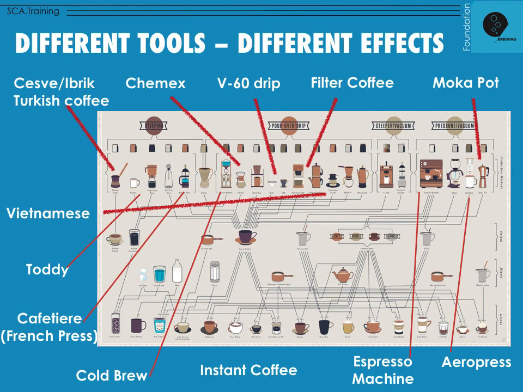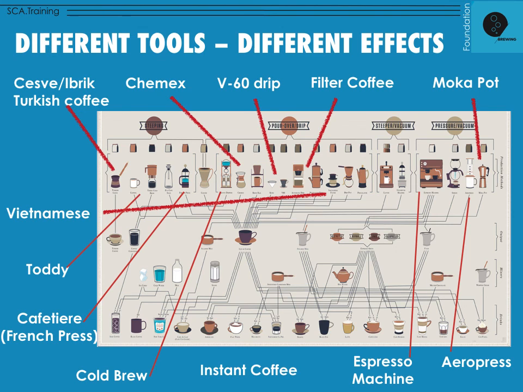This is an immersion with a metal filter pressed through it. Next we have Toddy. Toddy will use a cold drip, slower immersion process, allowing the coffee to drip through slowly. Vietnamese, we already did that. That was over here in the gravity. And then Cezve Ibrik, or Turkish coffee. That's kind of like a cowboy coffee. Some might say you boil the coffee right into the hot water.